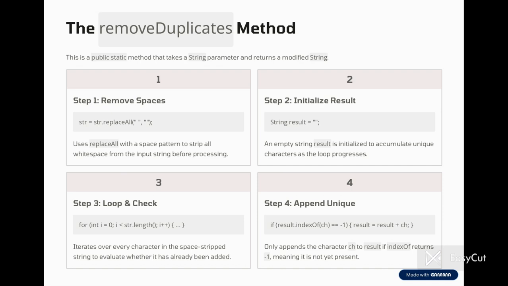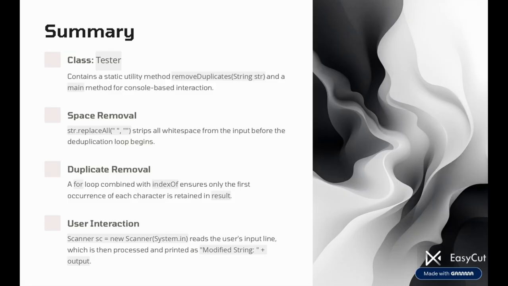That's super clean. But I want to circle back to that line, result equals result plus ch. From a performance standpoint, is this actually as lightweight as it looks? Not at all. And this is the hidden catch with Java. Wait, really? Yeah. Strings in Java are immutable. They cannot be changed once they're created.